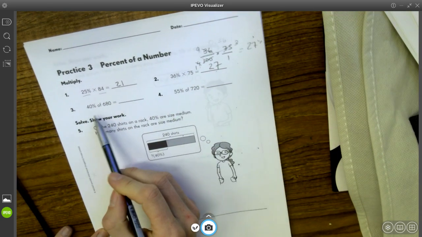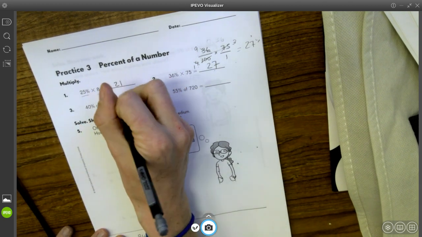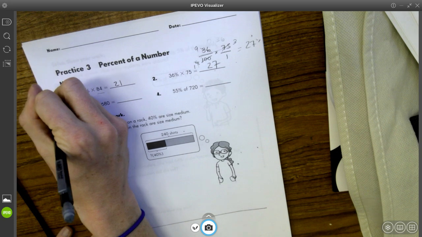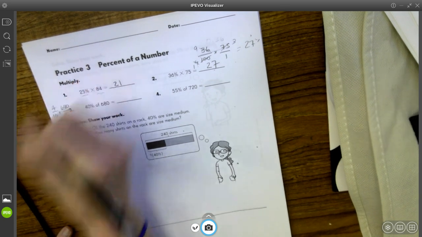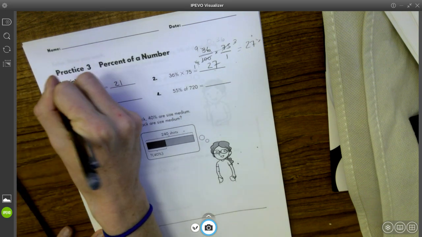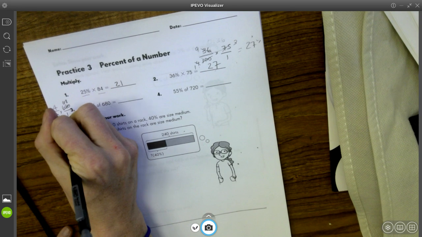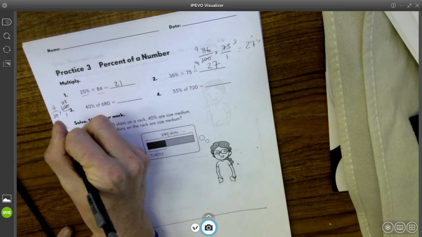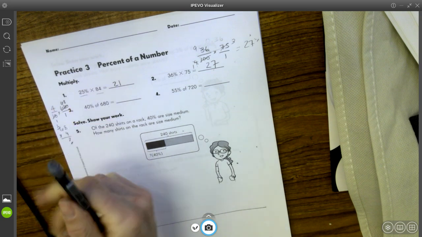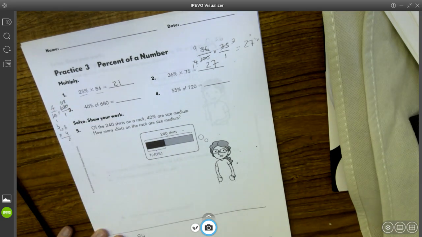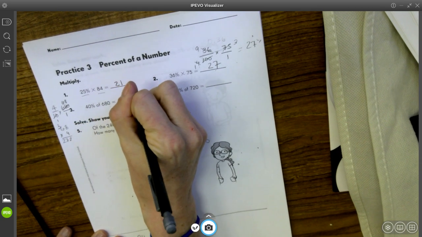A little less than half. 40% of 680, I'm going to get a little less than half here. So let's do 4/10 times 680 over 1. Divided by 10, divided by 10, 68 times 4. 8 times 4 is 32. 4 times 6 is 24, plus 3 is 27, 272.